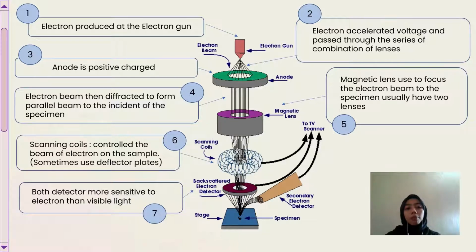The electron beam then passes through the scanning coil, or we usually use a deflector plate, because the scanning coil helps to control the position of the electron beam and makes sure the electron beam scans the sample in a raster way. Both detectors, which are the secondary electron detector and the backscattered electron detector, are more sensitive toward electrons rather than visible light.